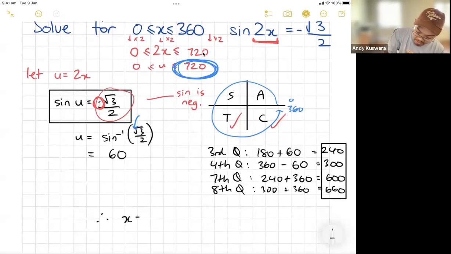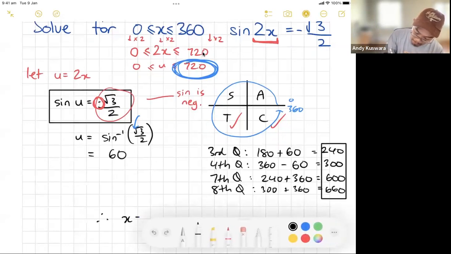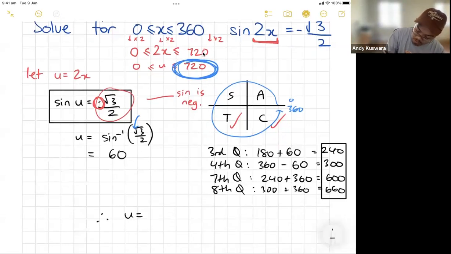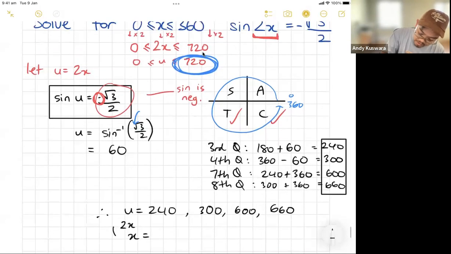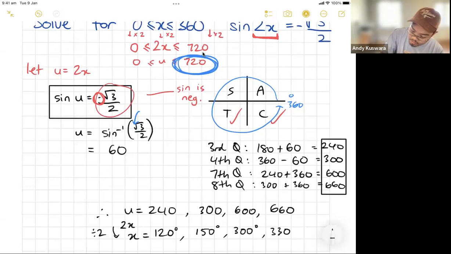I'll say therefore x, oh, my bad. u should equal 240, 300, 600, and 660. And then the last step here is, remember, u equals 2x, and I just want to find what x equals. How do I go from 2x to x? I divide everything by 2. So my solutions should now be 120, 150, 300, 330.